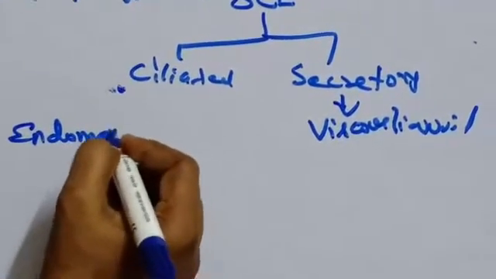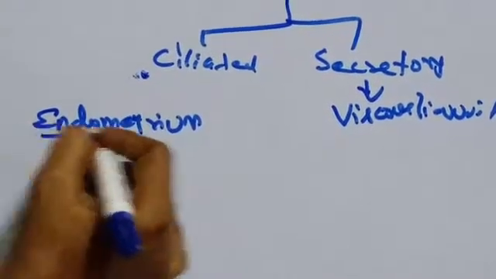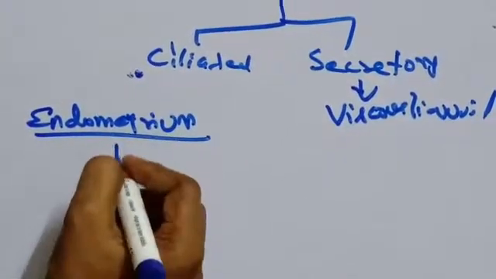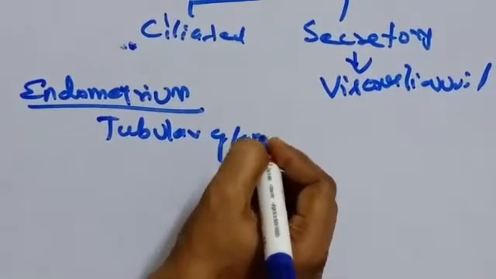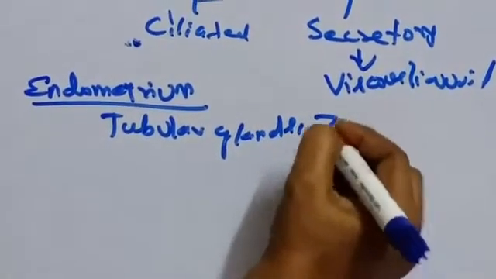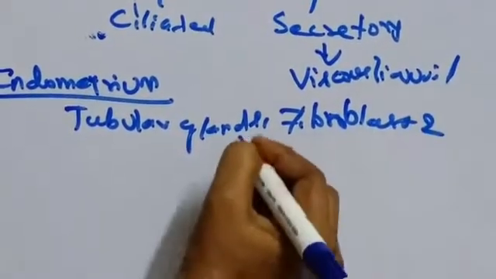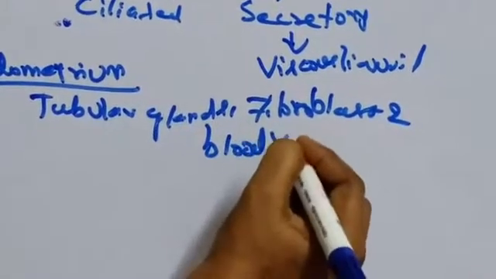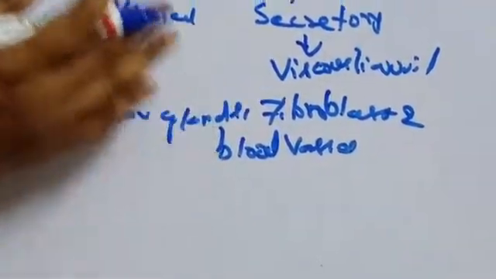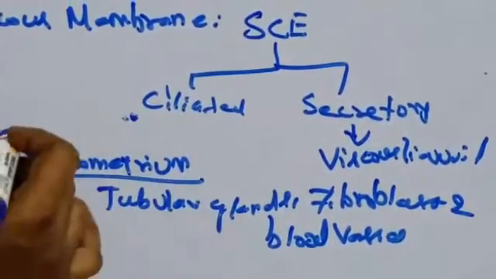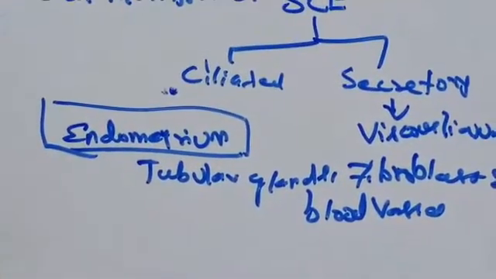The mucosa of the uterus is called what? Endometrium. The endometrium contains tubular glands, many fibroblasts, and also blood vessels. Where the embryo attaches to the uterus, it attaches to the endometrium.